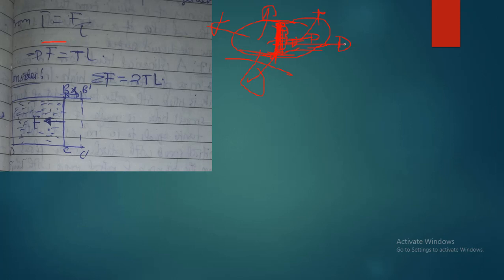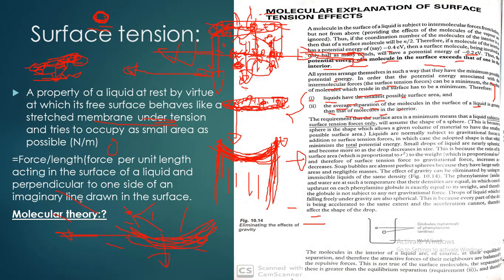And therefore, that force ambayo inaistretch, inaifanya hiyo membrane react as a stretched membrane, ni sawa sawa na surface tension. Of this case, tunaita T, surface tension, times length. And therefore, summation of the total force that is acting on that imaginary length inakuwa ni twice the length. Why? Kwa sababu ina act on both sides. Remember the definition was saying the force per unit length acting on the surface of a liquid and perpendicular to one side of the imaginary line.